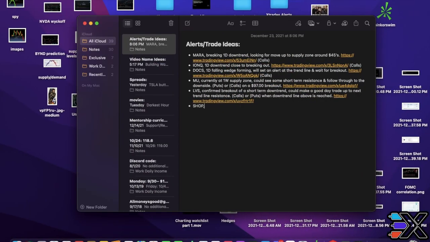All right, and then we add the next bullet point. We got SHOP, downtrend breakout. I'm guessing I just type up looking for a quick move up to supply. Right, and due to supply being so close, this would need time on the contracts, or you can just day trade the short move.